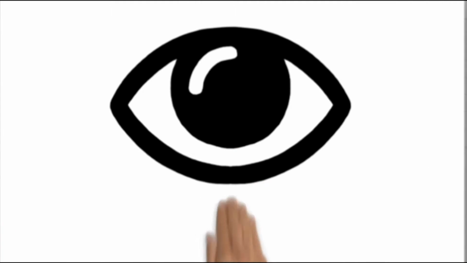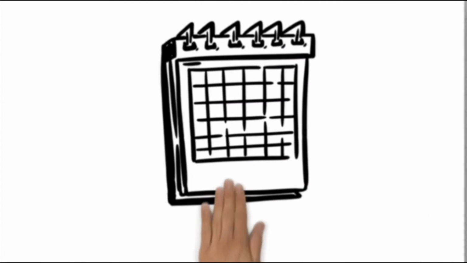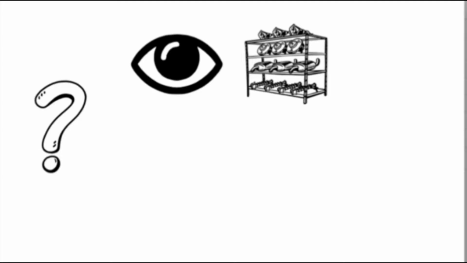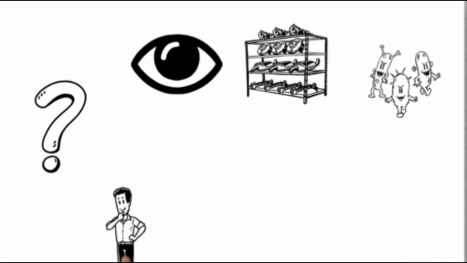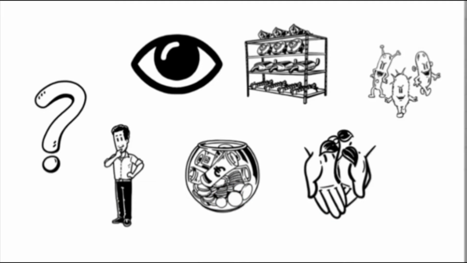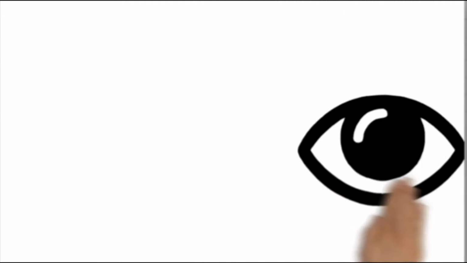Properties of eye. Agenda. Number 1, what is the eye? Number 2, parts of the eye. Number 3, disorders and diseases. Number 4, interesting facts on eye. Number 5, tips to take care of eye. What is the eye?